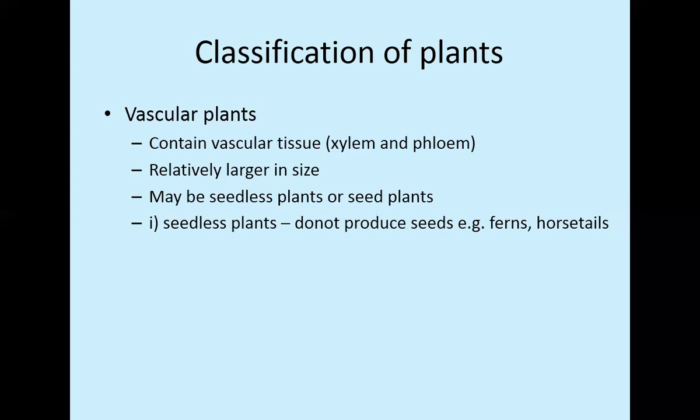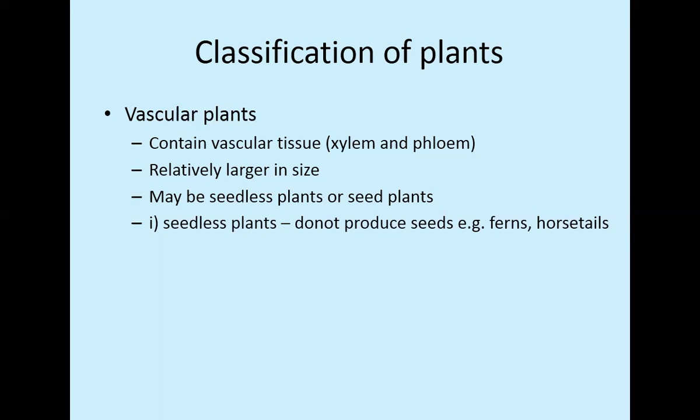Rather, they produce spores. Producing seed is a mechanism of reproduction in plants. Plants produce seeds. When the seeds grow, they germinate, they give rise to a new plant. So the second group of plants are called seedless plants. Seedless plants do not produce seeds. Rather, they reproduce by producing spores.